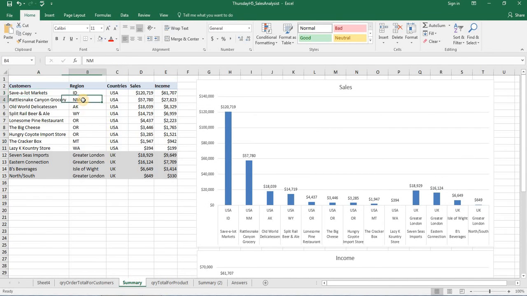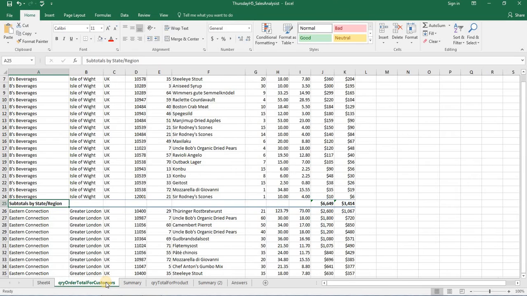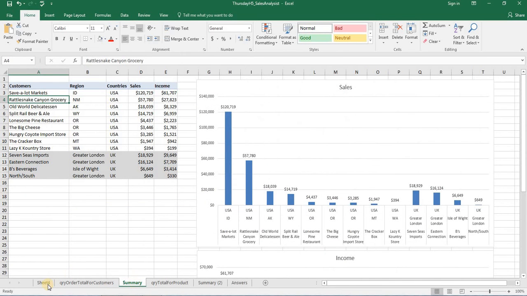Because if you look at New Mexico, it was second also in terms of sale, and it's coming from this customer, Rattlesnake. And we look at the summer too, and this is the product they're selling. So there's a lot going on that makes sense.